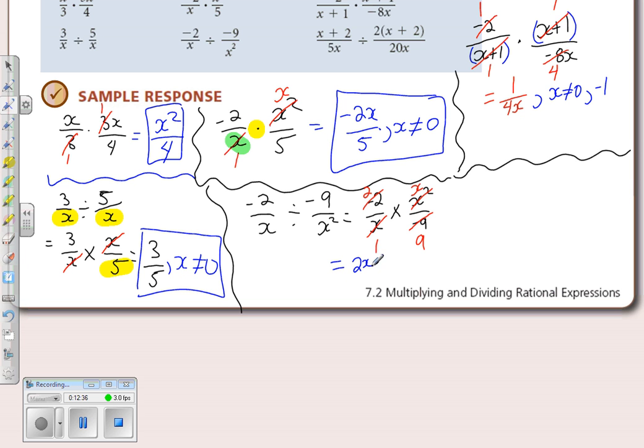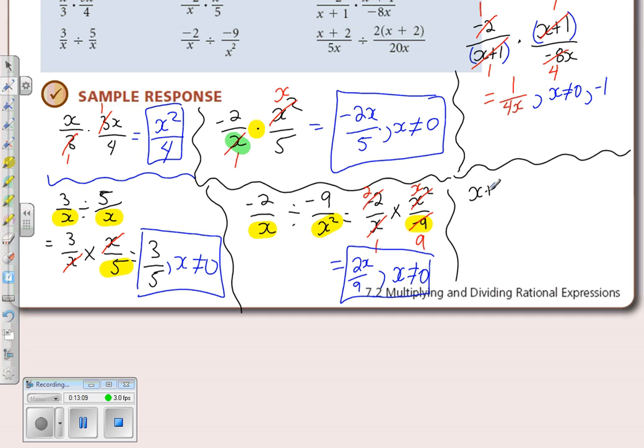So now I'm left with 2x over 9. But I had denominators. Let's look at all of the denominators. That was a denominator, that was a denominator, and that was a denominator. There's 3 denominators. X cannot equal 0 for the first one. Second one's x cannot equal 0. Third one doesn't have anything, so we don't have to worry about it. X cannot equal 0. And now the last one.